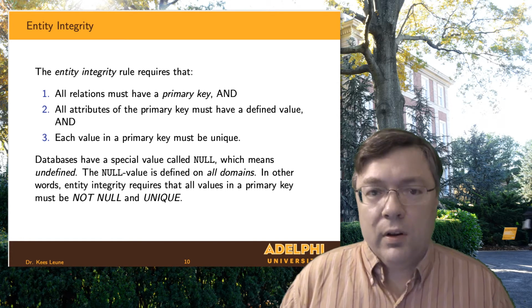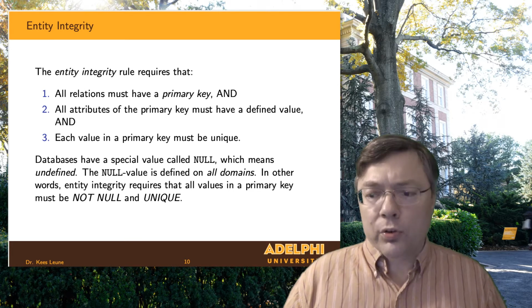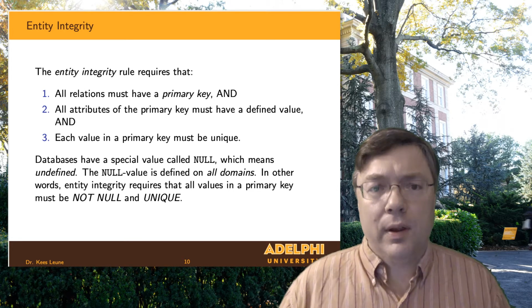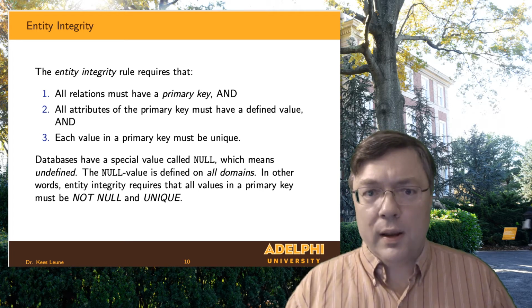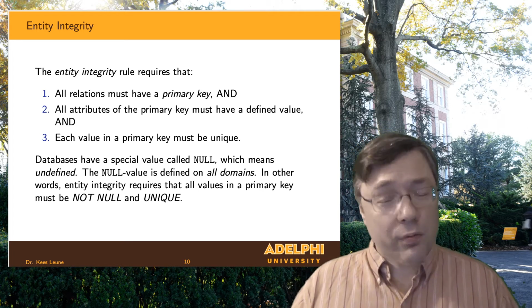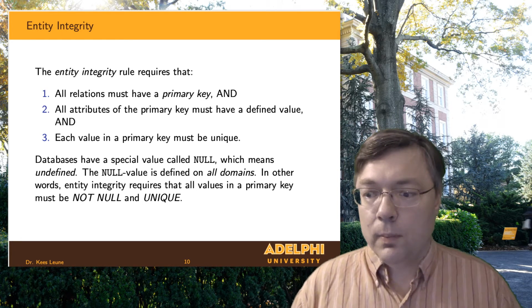The second integrity constraint is the entity integrity constraint. It says that all relations must have a primary key. So that means that we need to identify the superkeys, pick the minimum superkeys, and then from those minimum superkeys identify one that we're going to call the primary key.